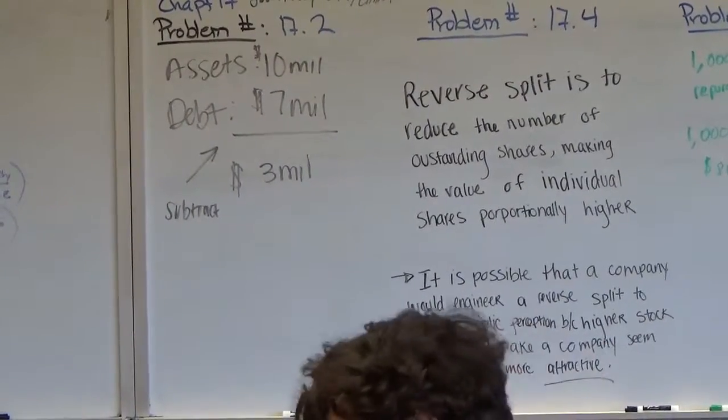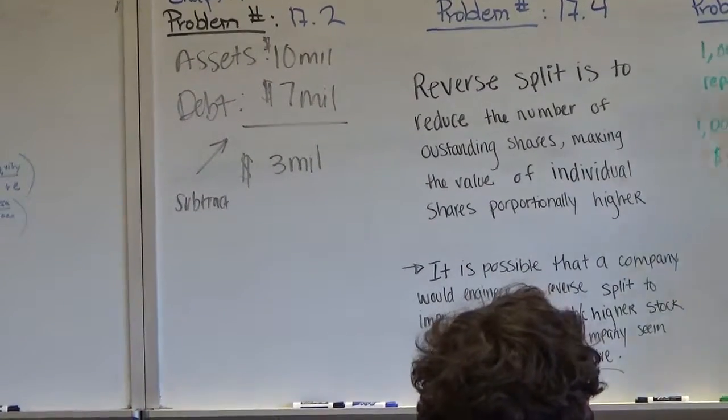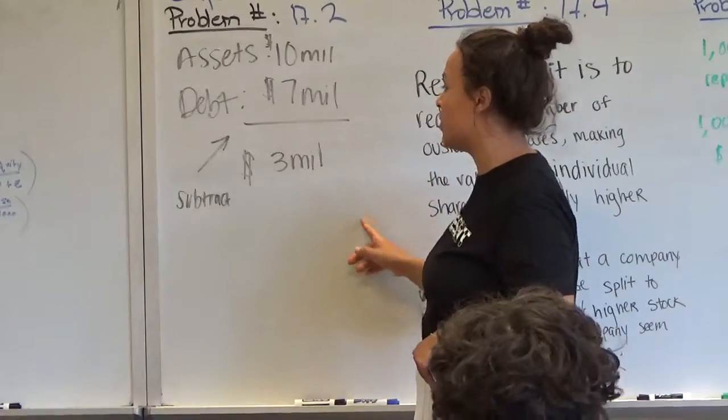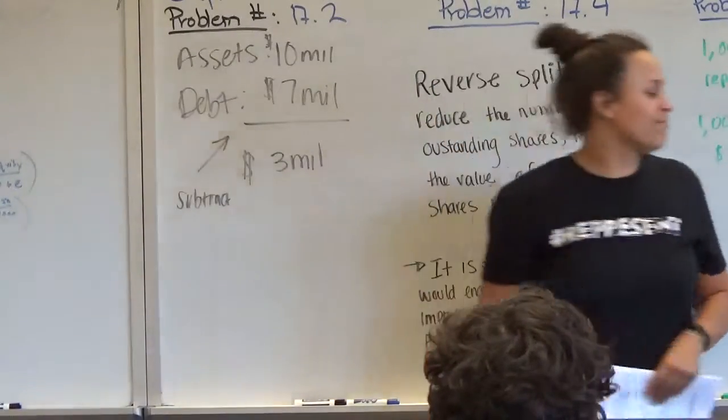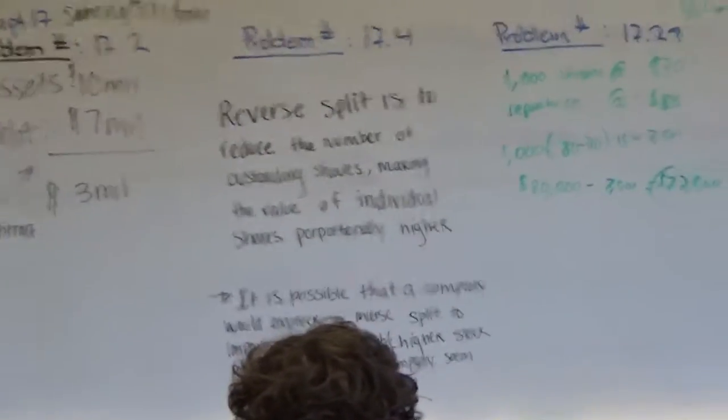So they're asking what will be the amount of liquidating dividend when the firm liquidates all of its assets. So it's really simple. You just subtract the debt from the assets and you get 3 million. I did 17.4 and it was pretty direct.